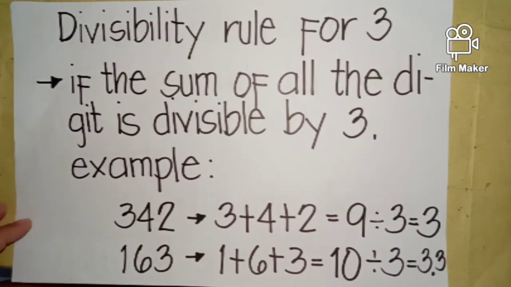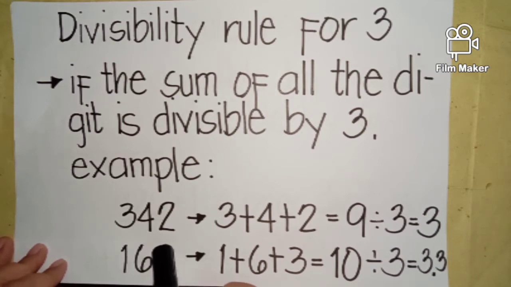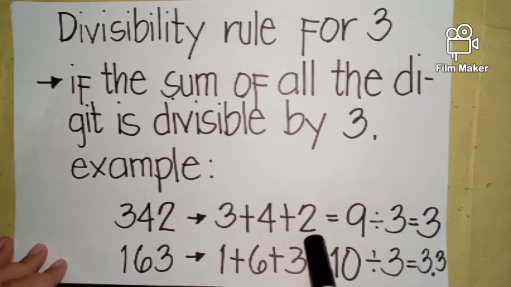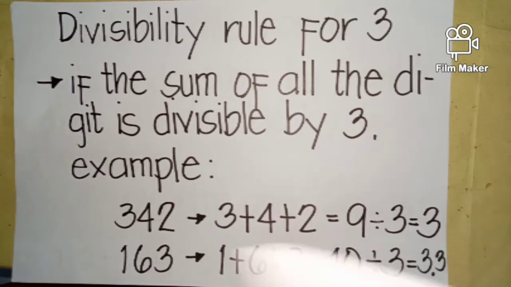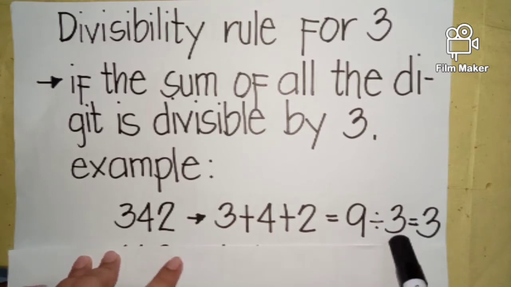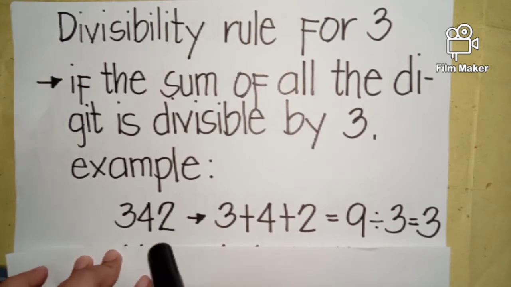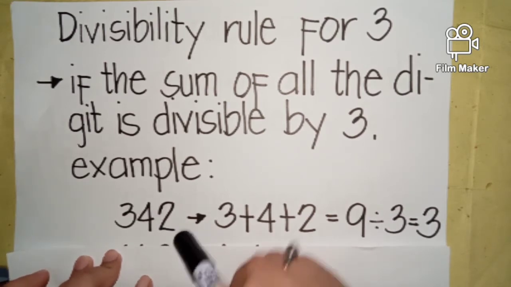For example, I have here 342. To know if this number is divisible by 3, we add 3, 4, and 2. So 3 plus 4 plus 2 equals 9. Then let us divide 9 by 3. 9 divided by 3 is 3. Therefore, 342 is divisible by 3.